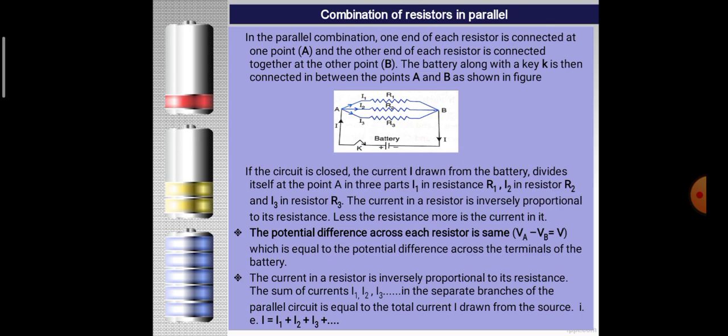The current in a resistor is inversely proportional to its resistance. Less the resistance, more is the current in it. The potential difference across the resistors is same. Students, please make a note. Here in parallel connection, the potential difference is same but current is different, which is equal to the potential difference across the terminals of the battery. The sum of currents I1, I2, I3 in the separate branches of the parallel circuit is equal to the total current I drawn from the source. That is, I is equal to I1 plus I2 plus I3.